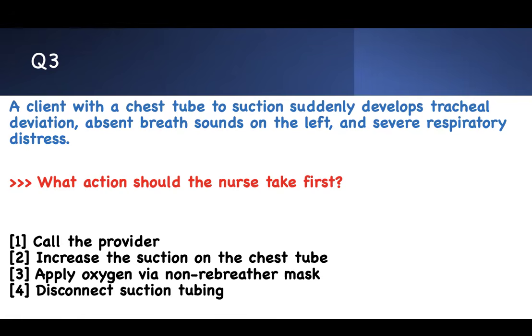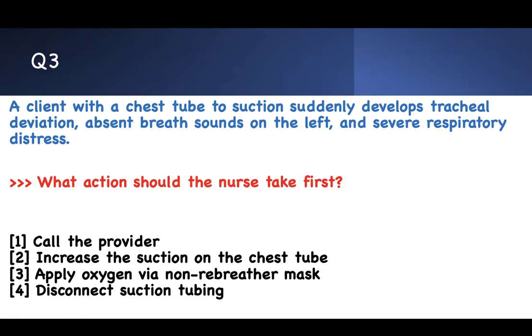Therefore, what action would you take? I'm telling you, the patient is in trouble. Don't do anything that is not going to save the patient. That is all. The next, first action, right? Call the provider. Can't you do something to save somebody who is dying? Increase the suction on the chest tube. Do you think increasing the suction in the chest tube is going to help this patient? If you think so, pick it.